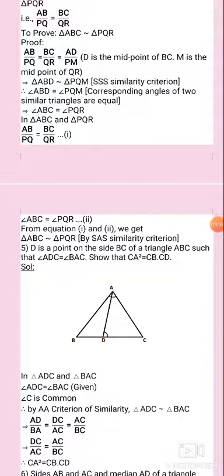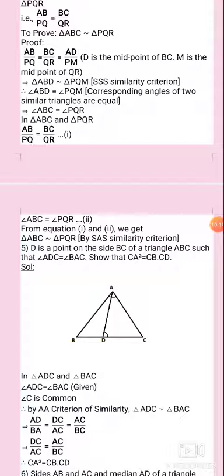D is a point on the side BC of triangle ABC such that angle ADC is equal to angle BAC. Show that CA square is equal to CB into CD. Now listen, in triangles ADC and BAC, angle ADC is equal to angle BAC; that condition is given. Now angle C is common to both triangles. By AA criteria, those two triangles are similar.